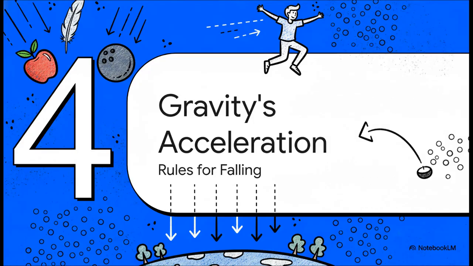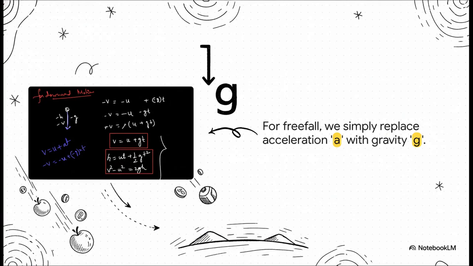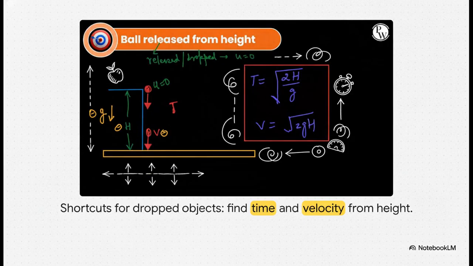So we've built this amazing toolkit. Now, let's use it on the one accelerator that affects pretty much everything in our lives: gravity. And this is the beautiful part. We don't need to learn a whole new set of rules. For anything falling near the Earth, as long as we can ignore air resistance for a moment, the acceleration is always the same. It's a constant. We give it its own special letter, g, for gravity, and we just slot it right into those same 3 equations we already mastered.